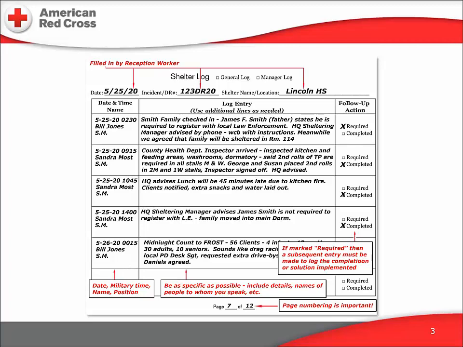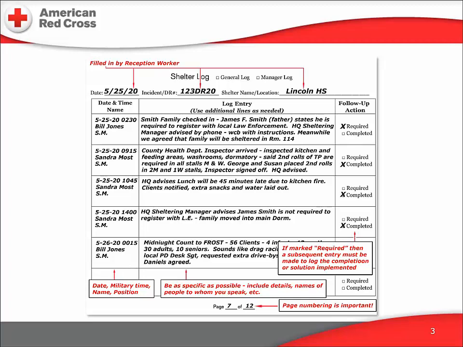This is the shelter log form. In this case, it contains entries relevant to the general operation and the manager of the shelter to illustrate what would be written in both versions. The top box records the date this page was started, the number of the disaster operation, and the name of the shelter. The Red Cross staffer assigned to maintain this log by the shelter manager, or the shelter manager him or herself, will fill in this line.